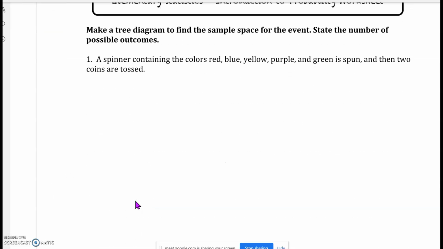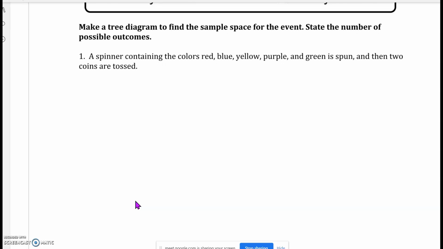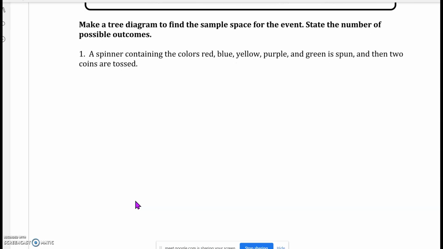So it says to make a tree diagram to find a sample space for the event. So basically, we're trying to figure out what the possibilities are. Oh, it's not as bad as it sounds. So here we go. I'm going to number it 1, 2, 3, 4, 5.